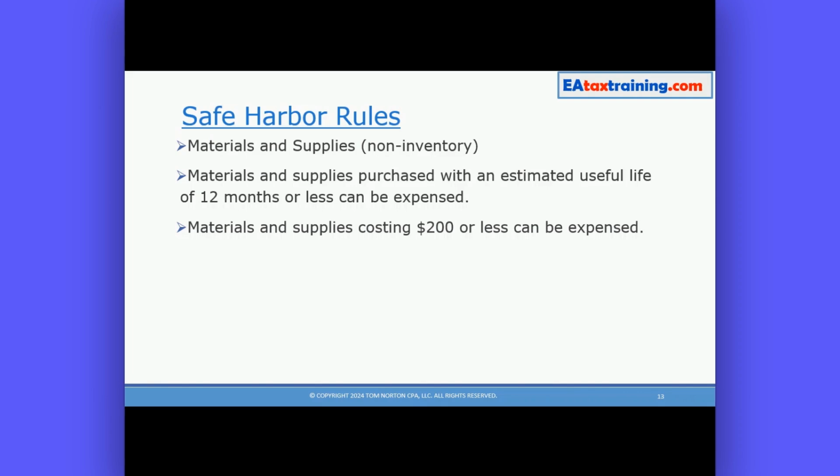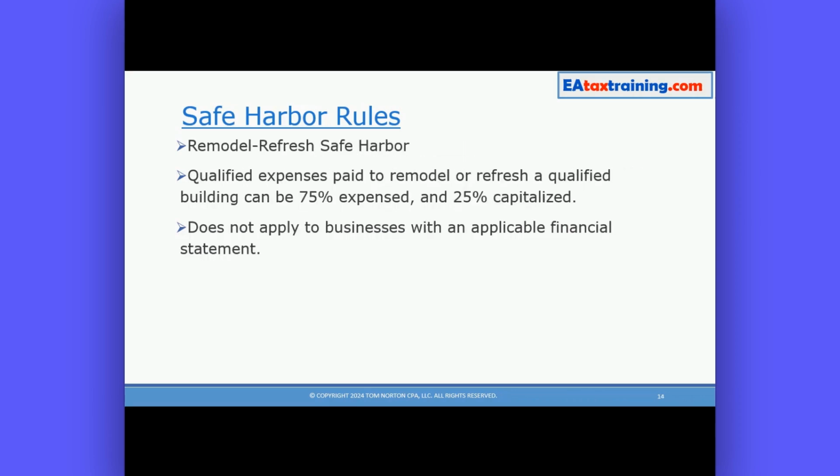So this is pretty standard. They're just letting you know if you're buying normal materials and supplies that are not included in inventory, you can just go ahead and expense those right away. And then they're specifically saying if it costs $200 or less, then you can expense it as well.